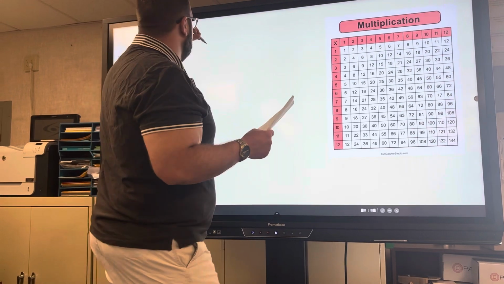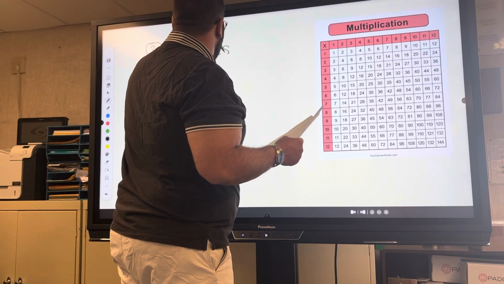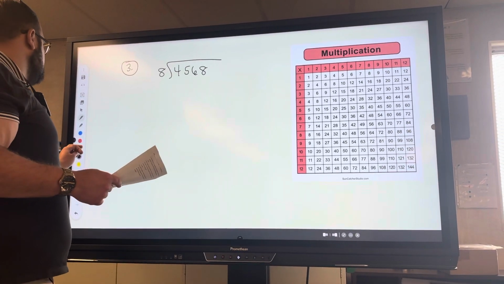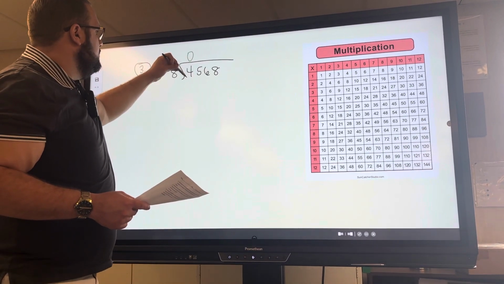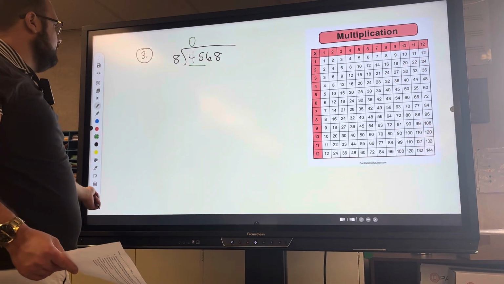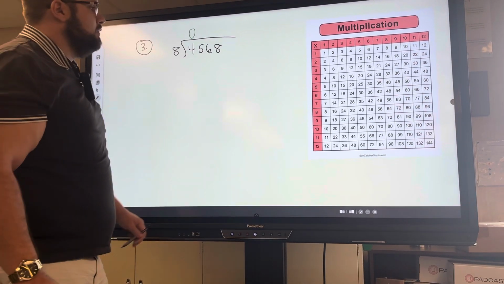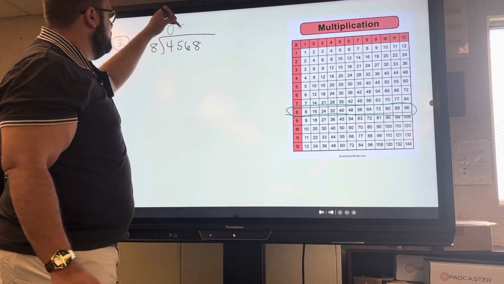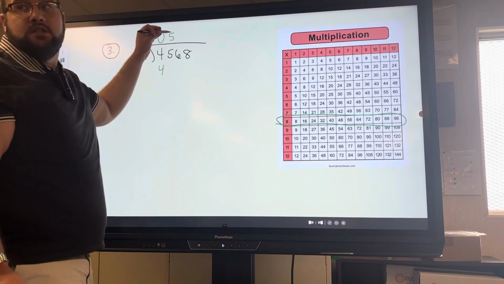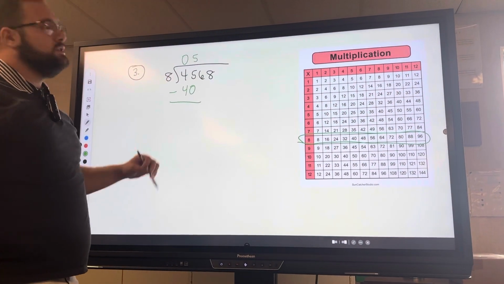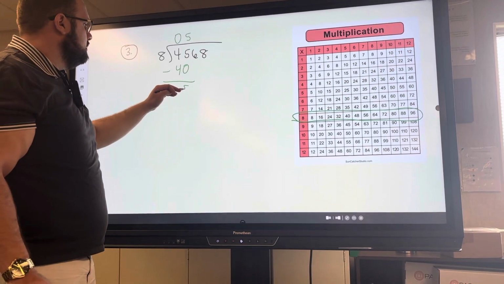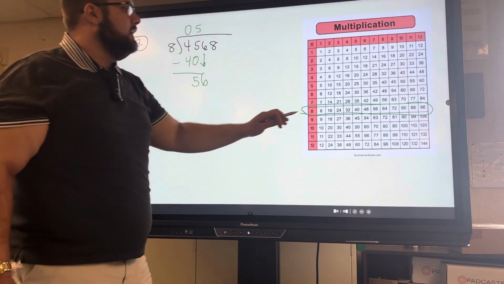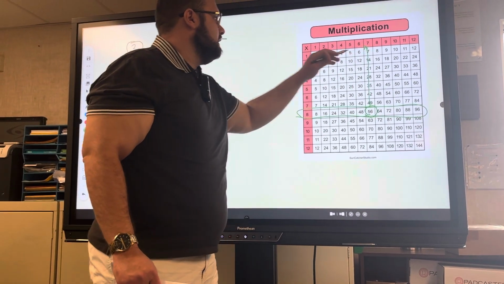All right, number 3, 4,568 divided by 8. Now 4 is too small, so I'm going to go ahead and put a 0 above that. I got to include the 5 now, makes it 45. 8 goes into 45. Looking at my 8s. Yep, we see 5 times. Very good. We got to do 8 times 5, which is 40. So we subtract, like you said, we got 5 left over. Bring down the 6, makes it 56.